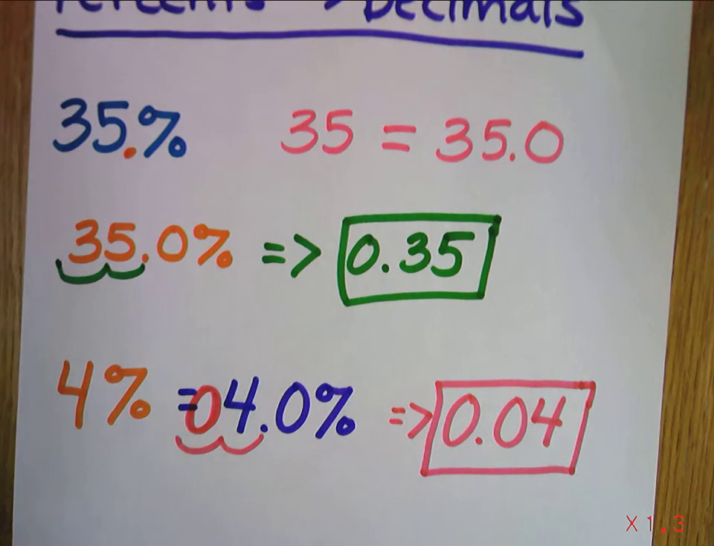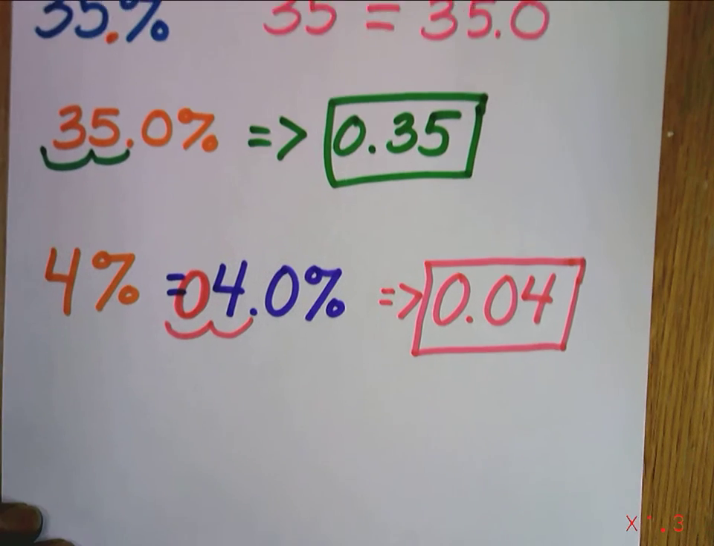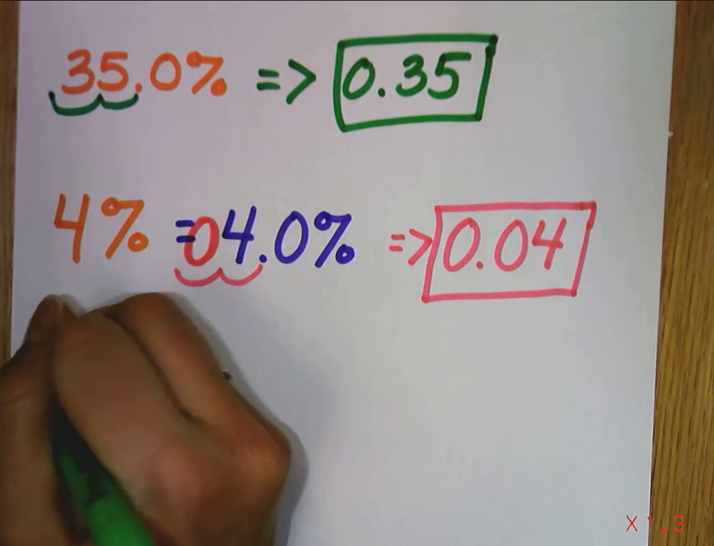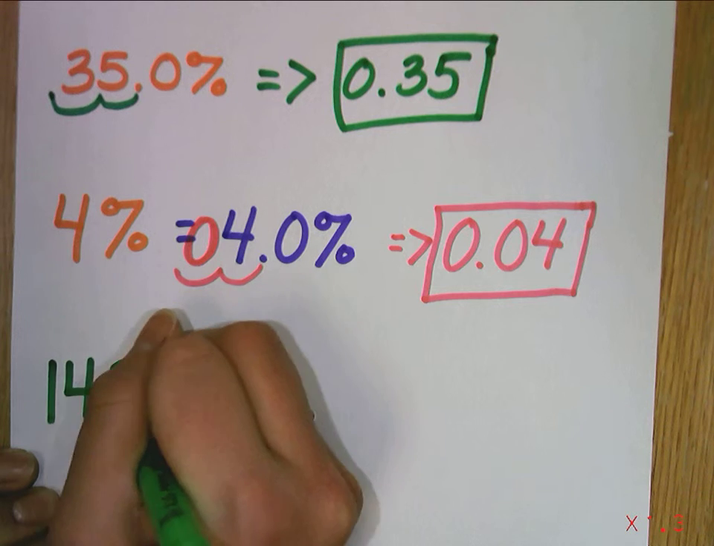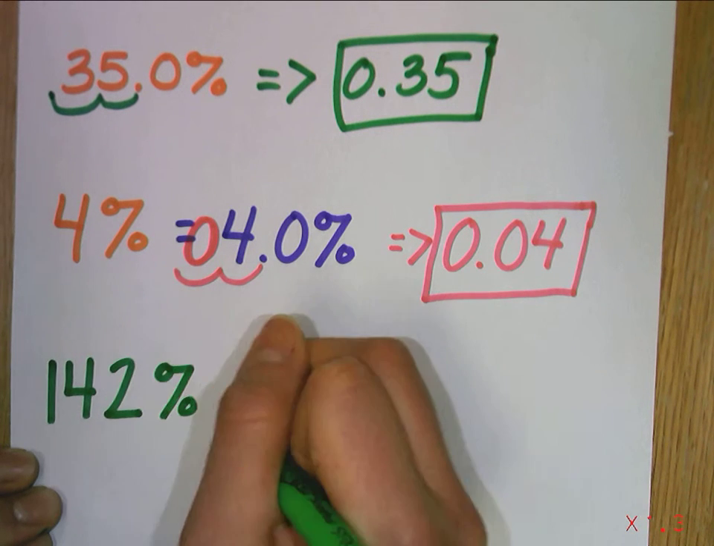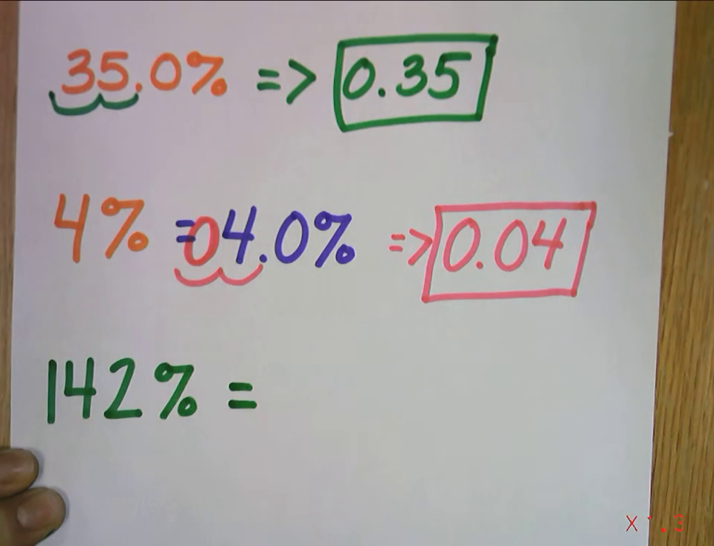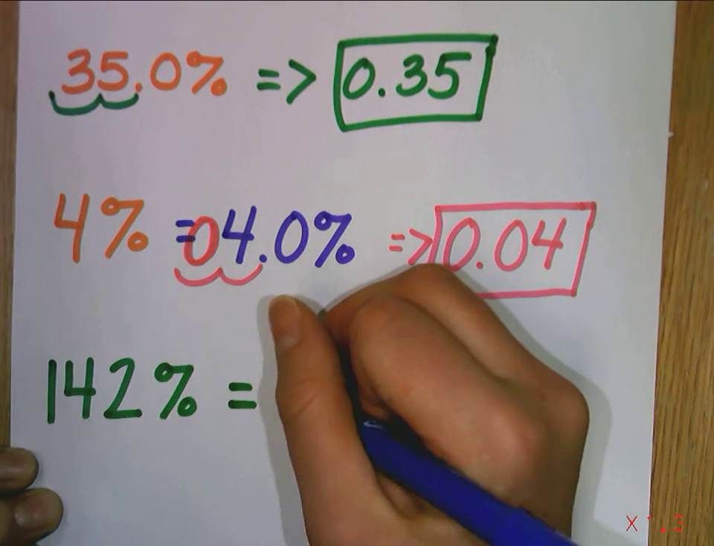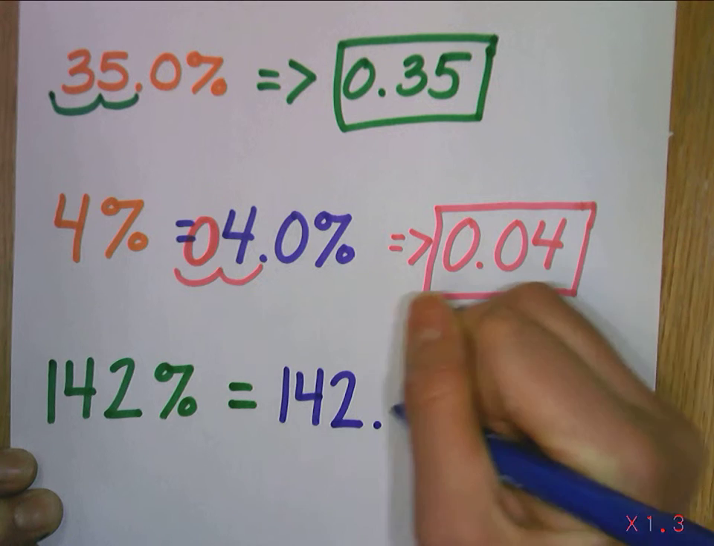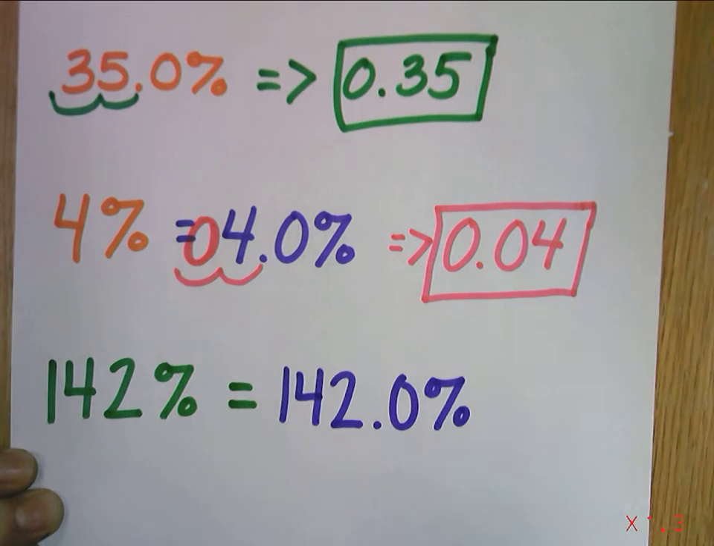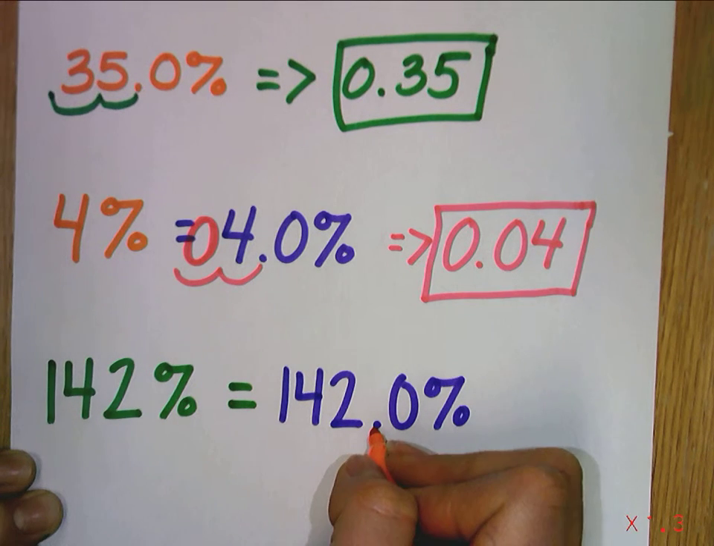Let's take a look at one more. What if we had 142%? I know that my decimal point is after the 2 because 142% is equal to 142.0%. Now, just like in my other examples, I need to move my decimal point over 2 places to the left.